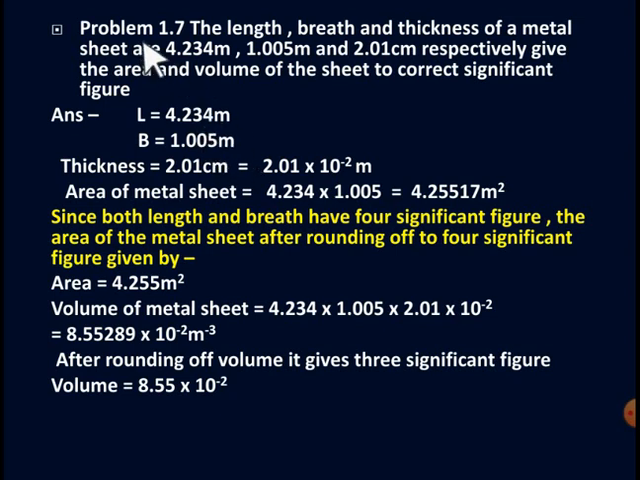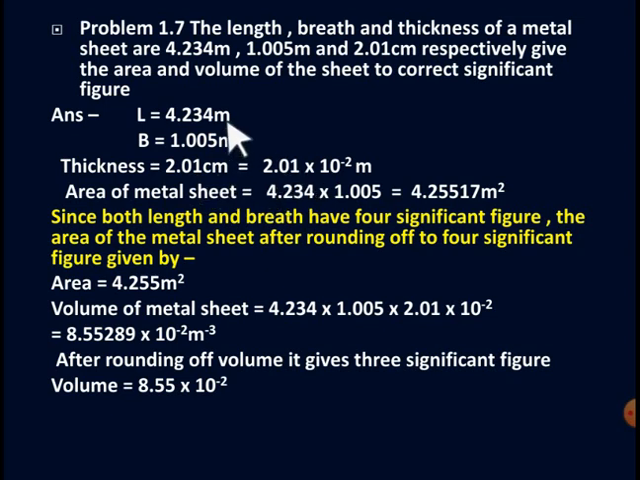Now here in the problem number 1.7, the length, breadth and thickness of a metal sheet are 4.234 meter, 1.005 meter and 2.01 centimeter respectively. Give the area and the volume of the sheet to correct significant figures. So length and breadth have 4 significant figures each, but thickness has only 3 significant figures.